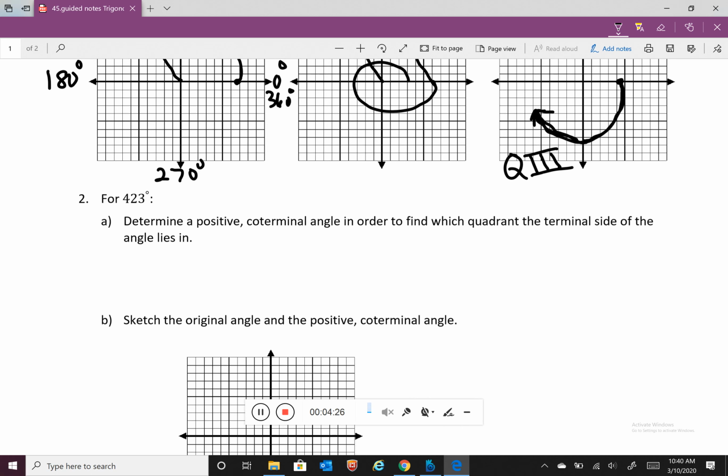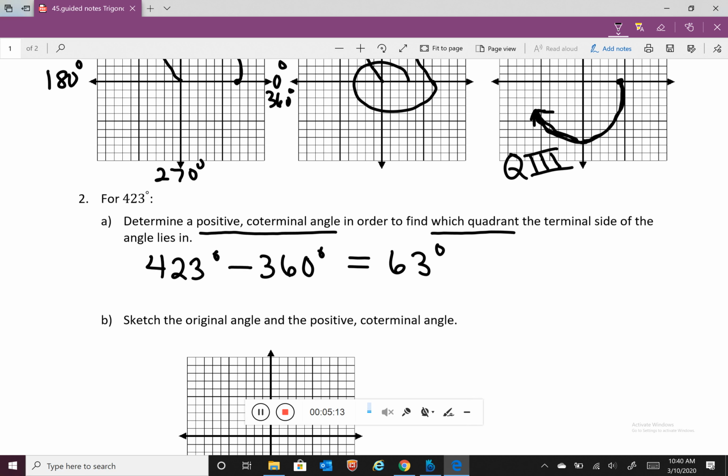For our next example, we're going to determine a positive coterminal angle in order to figure out which quadrant the terminal side of this angle lies in. So 423 degrees is past a positive full rotation. So one way for me to find a positive coterminal angle for the purpose of figuring out where this angle actually lands is to not add 360 degrees, but to actually subtract. So 423 degrees minus 360 degrees gives me 63 degrees. And now I have a better understanding. I see that 63 degrees is between 0 degrees and 90 degrees. So I understand that this angle lies in quadrant 1.